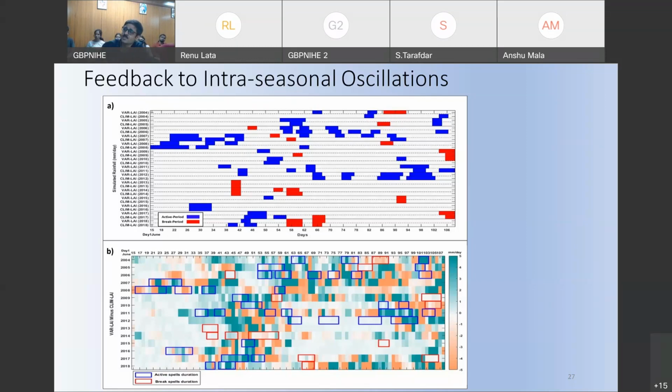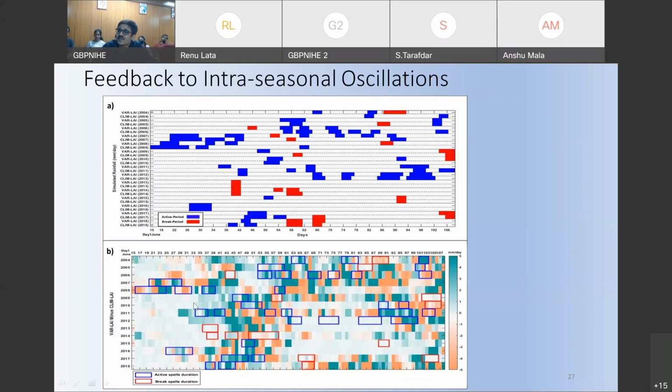It starts showing some signal that it does not really affect much the timing of the active or break period. But during the active and break period, you can see there is a lot of difference. I will explain this one figure. This is the varying LAI, this is the climatological LAI. And these are the active and break periods. Active period is shown as blue and break period is red. This is for 2005, these 2 years. You can see that mostly the blue lines are overlapping on each other, and the red lines are overlapping on each other. So they are not really impacting the location or timing of the active and break period.